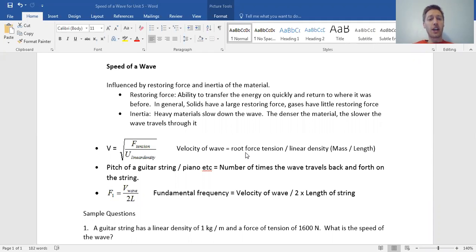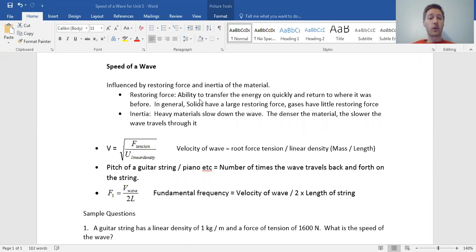In this video, I'm going to talk about things that influence the speed of a wave and how this connects to things like guitars and piano strings. So, in general, the speed of a wave is influenced by a couple of different things. Again, we're assuming not light. So, a typical wave here on Earth that needs material. The restoring force and inertia.